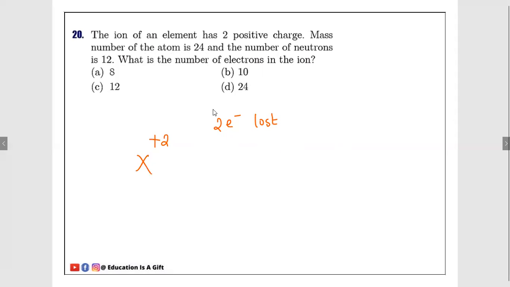Mass number of the atom is 24. So X mass number is 24. And the number of neutrons is 12. So mass number is nothing but proton plus neutron. Here they gave neutron count as 12. Now what would be the proton count? So you can write 24 is equal to proton plus 12. If you send that 12 to the other side, it will become 12. So proton count is 12.